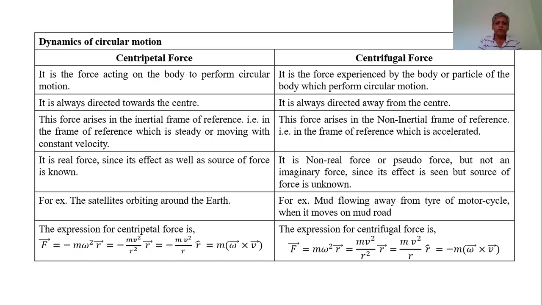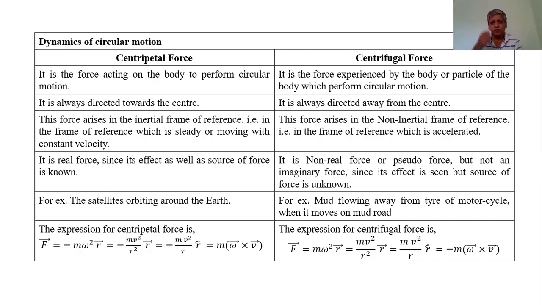The next difference is that centripetal force is the real force since its effect as well as its source is known. Here, the effect is that the bus turns towards the left side. That is seen. Also, that is due to the force of friction. That force of friction is known. That means the effect as well as the source of the force are known. Hence, that is called the real force. Centripetal force is the real force.